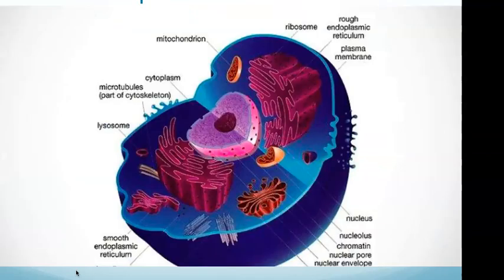Okay, and then we get into the components of a cell. So we're just going to go through a bunch of these. There's probably about 10 of them here that we're going to have to know. Most of what we have here. So we'll start with the nucleus.